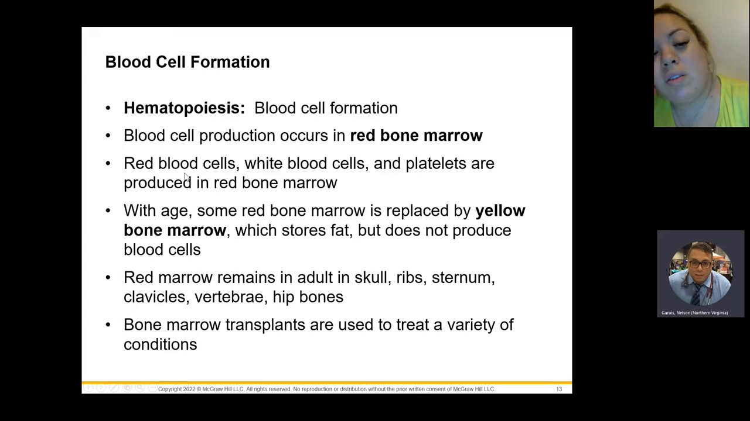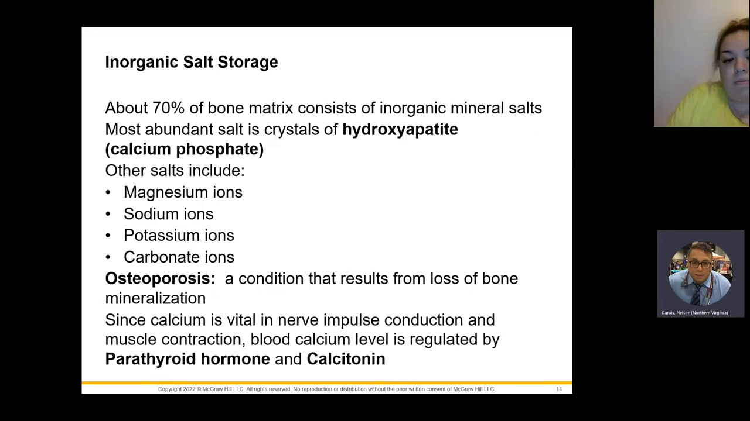The cool thing is, it's not only red blood cells, white blood cells, and platelets. Yellow marrow, of course, stores fat or adipose. And that's why when you soak beef bones in lovely oxtail soup or sopa de res, it is delicious. Sorry if you didn't eat. Sucks to be you.